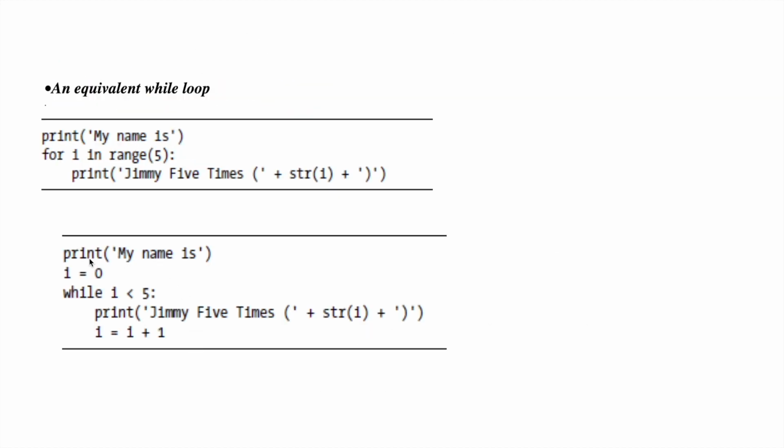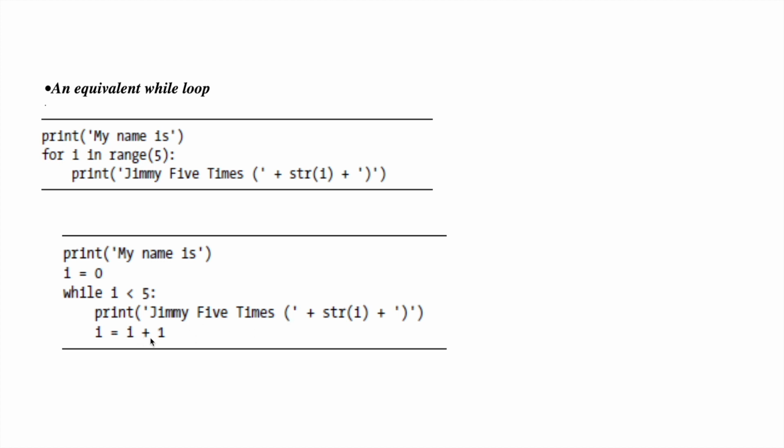How? Same. Print my name. Instead of a for loop, I'm using a while statement. While i is less than 5. But before that, you should initialize the i value to 0. So it will print the string. Same print statement. You are going to update the i value to i plus 1. Initially 0, 0 plus 1 will be 1. Again with 1 it will come to the while loop. 1 less than 5? Yes. It will come and print it.